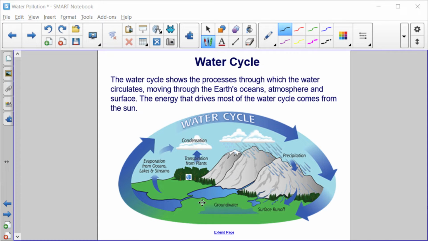we have this cycle where we have evaporation of water at the ground level from oceans, lakes, and streams. That water condenses into clouds. It can also transpire from plants and then condense into clouds. And that's followed by precipitation in the form of rain or snow from those clouds back to the ground, where we get surface runoff into our groundwater, our oceans, lakes, and streams, and then the water cycle repeats itself.